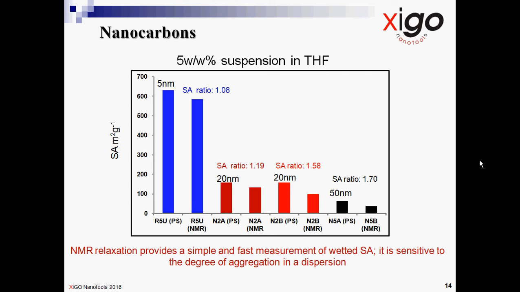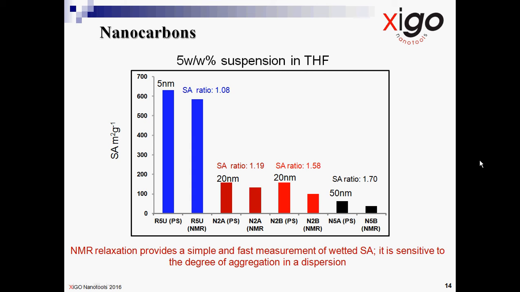Here we show a series of nanocarbons of varying primary particle size as assessed by transmission electron microscopy. These nanocarbons are used in the highest quality automotive coatings. We compare the surface area calculated from the primary size with that determined for a well-dispersed 5% suspension in tetrahydrofuran. In each case, the dispersion has a lower wetted surface area owing to the presence of aggregates. As we can see, the ratio of the two surface area values increases as the primary particle size increases, likely reflecting a larger concentration of aggregates.